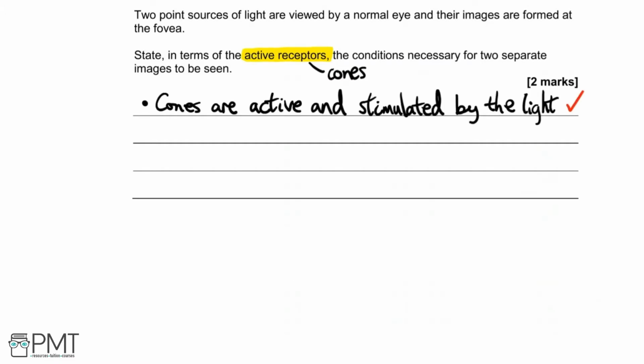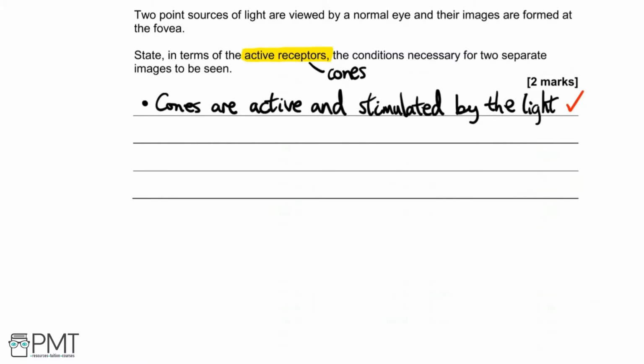The 2nd mark is going to be for talking about the positioning of those cones and where the light rays are going to hit. Now, think of them as a little bit like pixels in a telescope, in some kind of detector where you've got a grid of detectors, where you have a grid of cones as well.